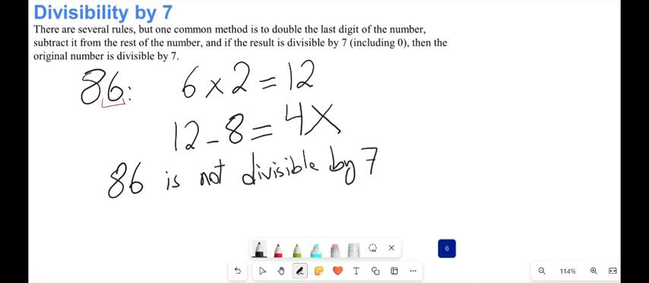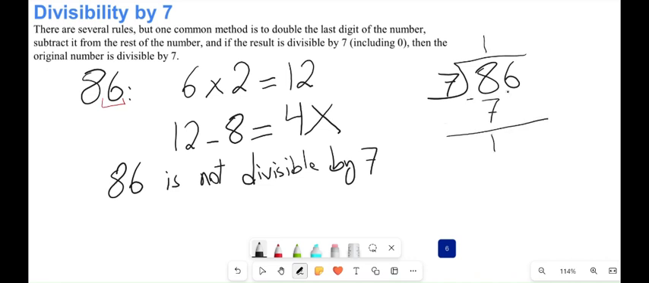What does this mean? This means if I try using long division, 86 divided by 7, I will see that 8 divided by 7 is 1. 1 times 7 is 7. 8 minus 7 is 1. Bring the 6 down. 16 divided by 7 is 2, 2 times 7 is 14. I see that there is a remainder and the remainder is not 0. For this reason, 86 is not divisible by 7.